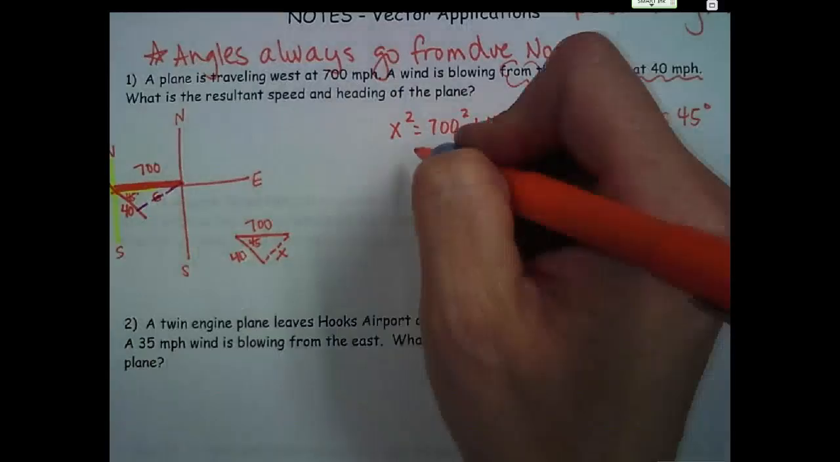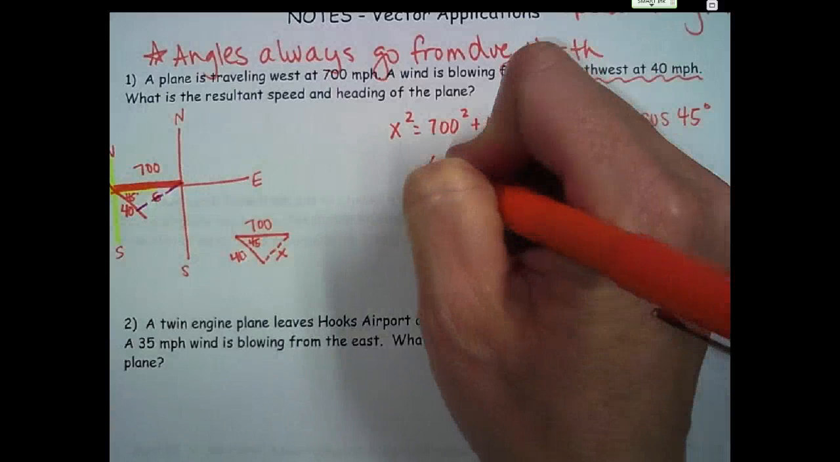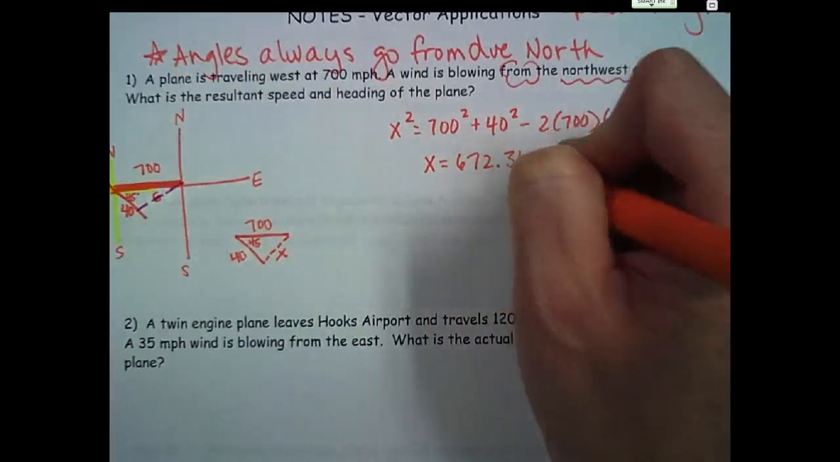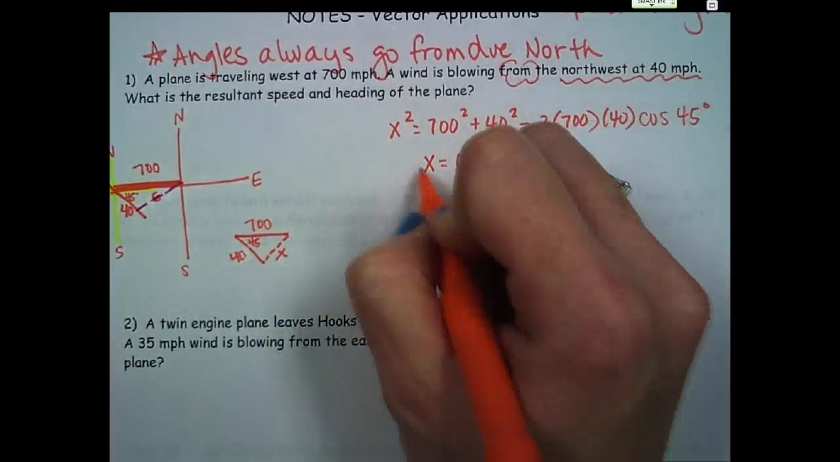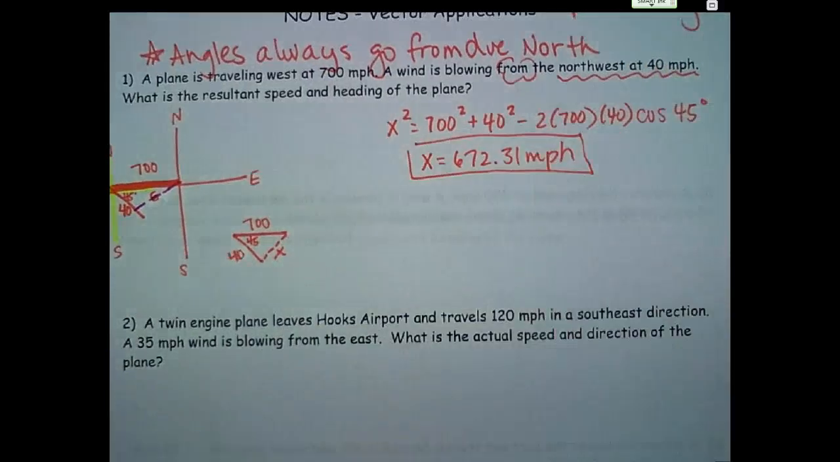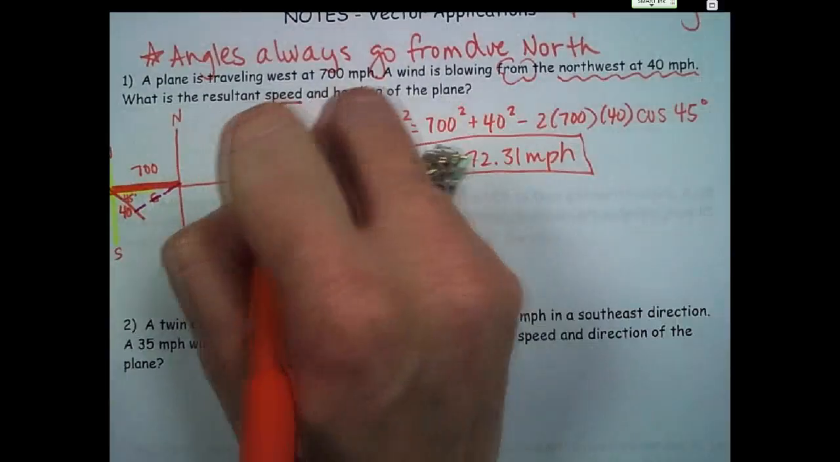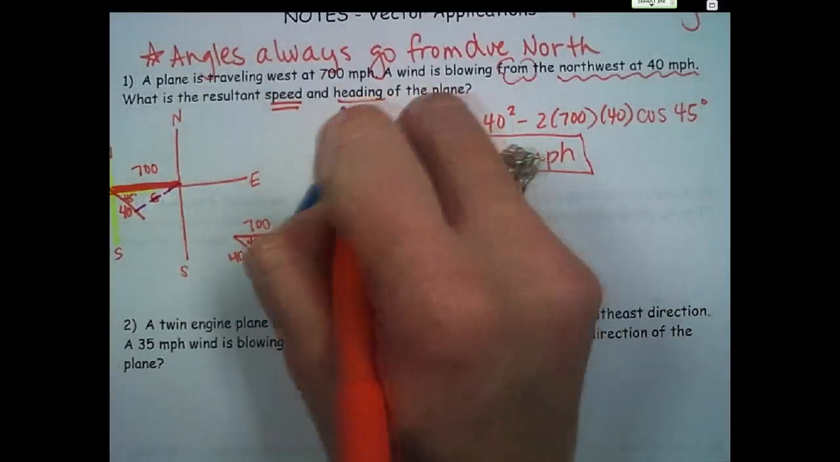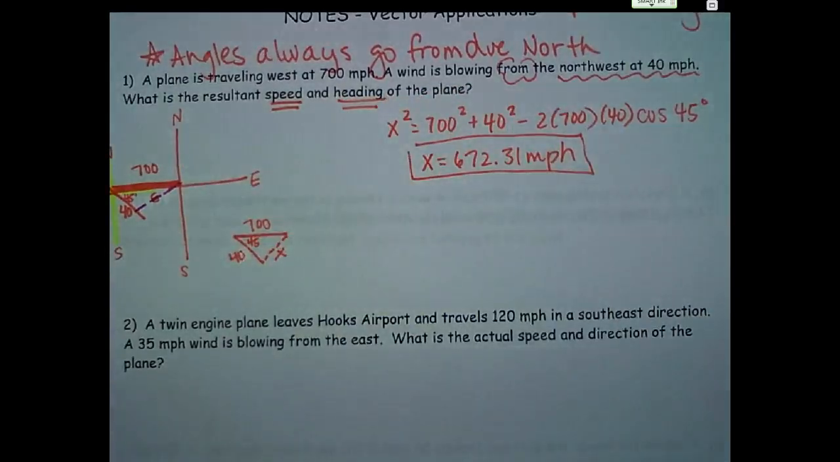Okay, so X squared is a huge number. Take the square root of it and you should get 672.31 miles per hour. So did your airplane speed up or slow down? Slow down. Okay, so you found the resulting speed. What else did it ask you to find? The heading. The angle.